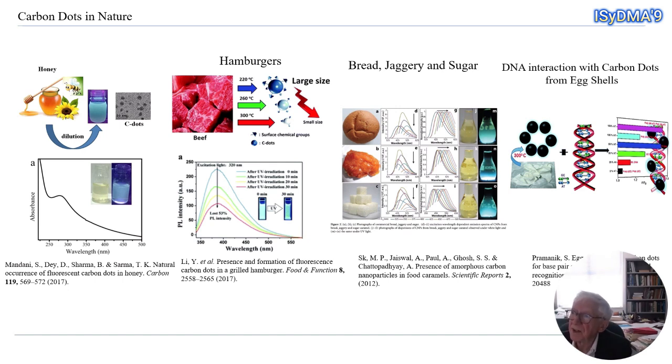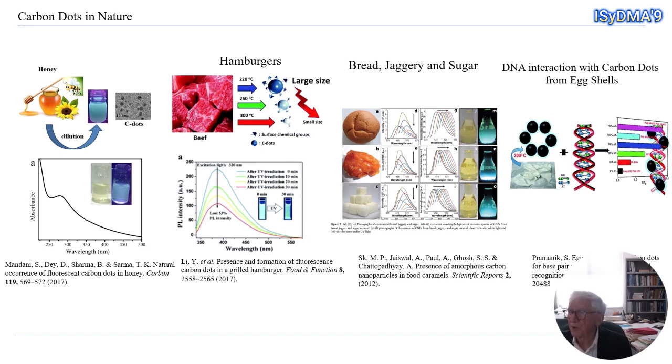Another example is hamburger. If you heat it to 220 degrees centigrade or 300 degrees, from the large size, we would see the formation of carbon dots with the right photoluminescent spectrum. Another example, the bread and sugar, and finally the interaction with carbon dots with the eggshells. You have seen the same optical property for the system. This is for the carbon dots in nature.